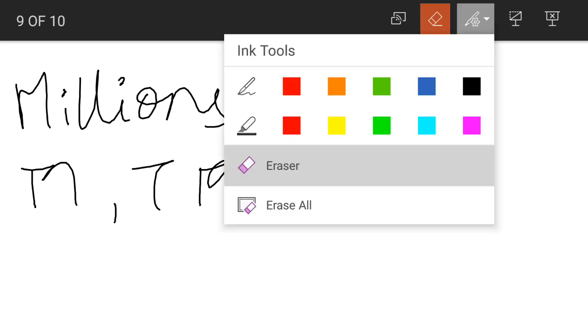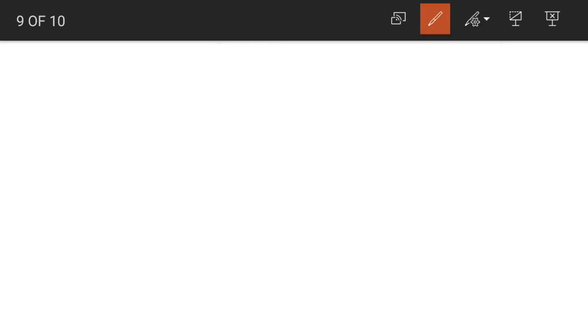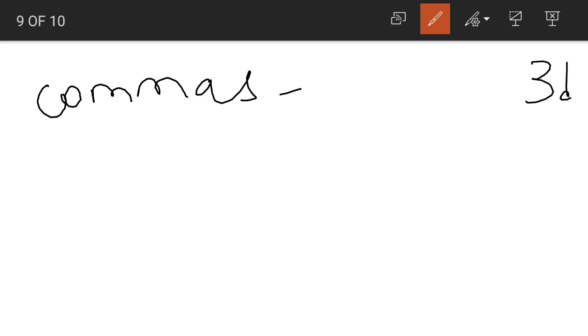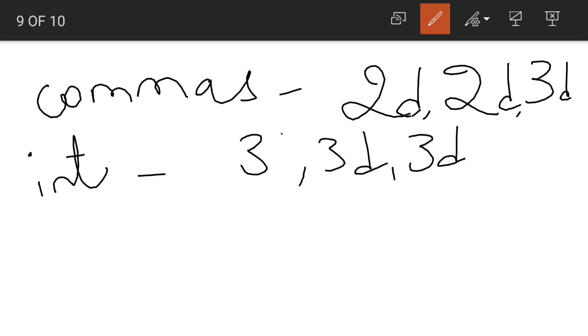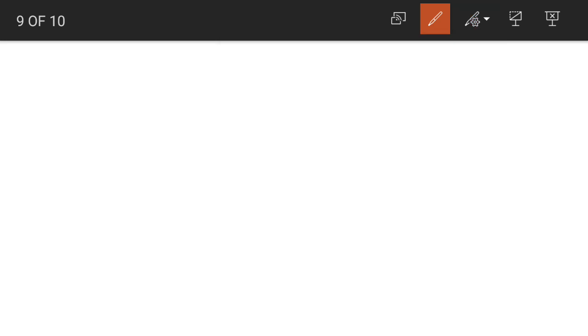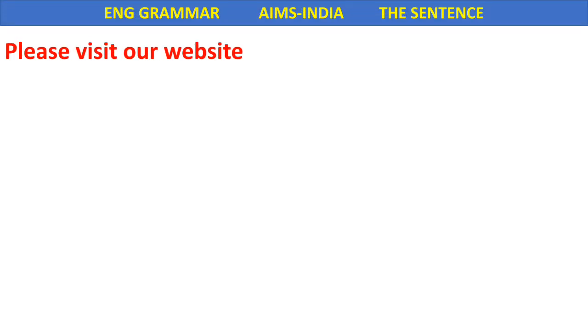And coming to the last question, how do we place commas in the Indian system? We place the first comma after 3 digits and then the rest after every 2 digits. Now when it comes to the international system, how do we place them? We place the commas after every 3 digits. Okay children, so this was all about the international and Indian place value systems.